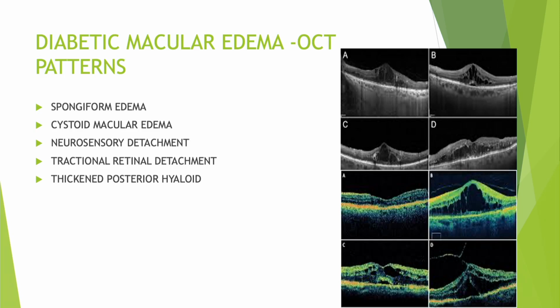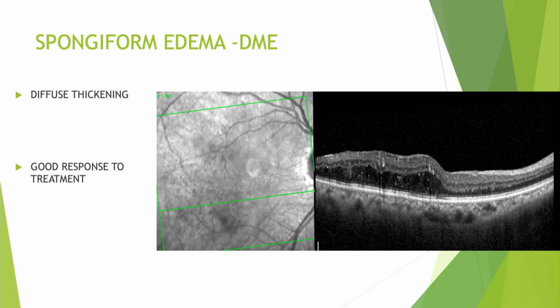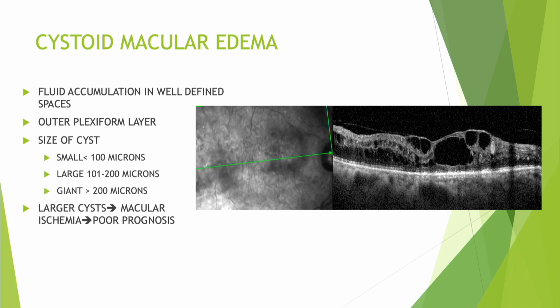So in diabetic macular edema, you could have any of these patterns. A spongy edema is a diffuse thickening of the retina with hyporeflectivity at the outer plexiform and the inner nuclear layer, and usually you have a good response to treatment. Whereas in cystoid edema, you have fluid accumulated within well-defined spaces in the outer plexiform layer, and based on the size of the cyst, they could be small, large, or giant cysts, and the larger cysts are associated with macular ischemia.